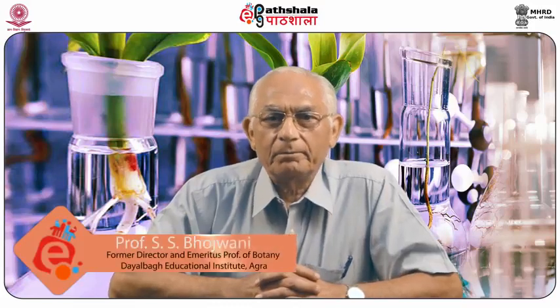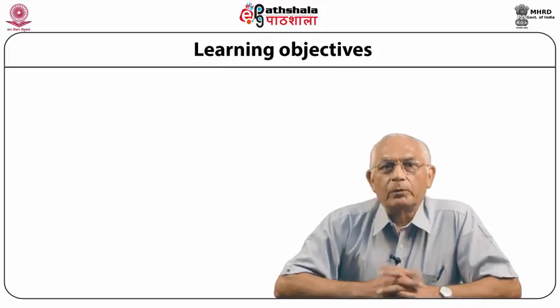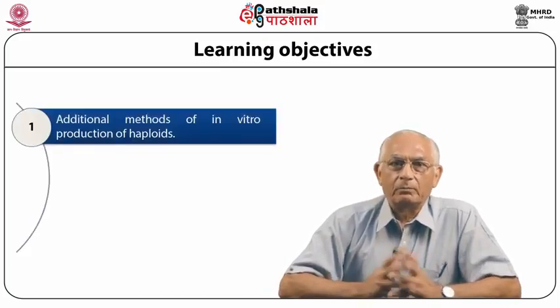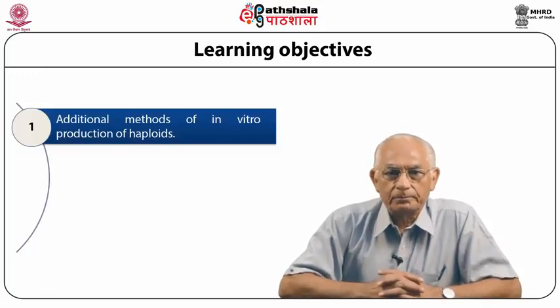I am Mrs. Bhojwani and today we are going to discuss a module on in vitro production of haploids, part 2, under the paper Plant Biotechnology and Crop Improvement. In the last part 1 of this module, we had learned about anther culture and microspore culture to produce androgenic haploids. In this module, we're going to learn some more techniques to produce haploids in cultures.